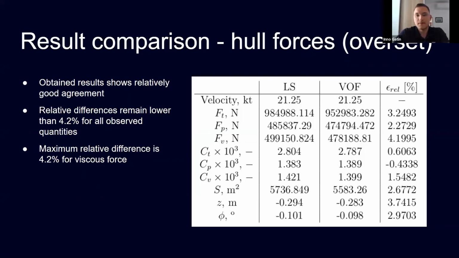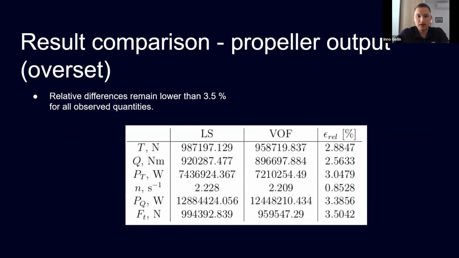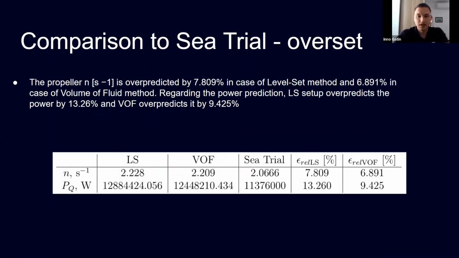In terms of numbers, total force difference between VOF and level set is around 3.2%, which is again acceptable, and similar differences for sinkage and trim in absolute terms. The propeller items, so the most important one is the power delivered to the propeller, so PQ here. You can see that it's around 3.4%, a little bit more than in the body fitted approach, but still acceptable. Comparing to sea trials, we have similar differences, around 7% for the rotation rate and between 10 and 13% for power.